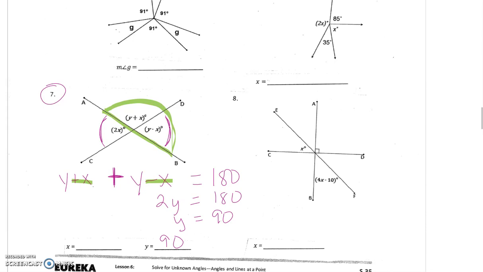So now we need to solve for x. We're going to take this y value and plug it back in and solve for x. I'm going to use my vertical angles. Okay? So my vertical angles tell me that 2x is equal to y minus x. I'm going to put 90 in for y. So 90 minus x. Right? We add x. We add x. We get 3x equals 90. So what is x? 30. X is 30. Okay?